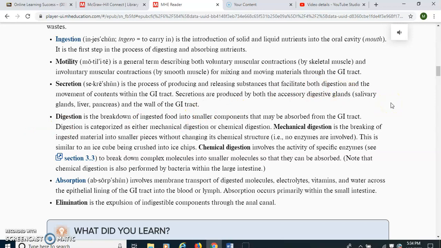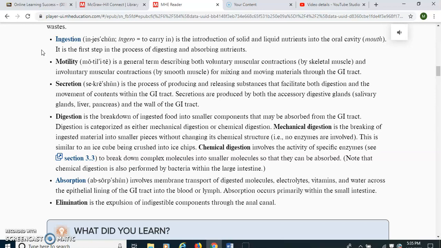But this list is pretty complete, and again, you had it in lab as well. I think the wording on some of them might be a little bit different, but pretty much the same. So anytime we hear that word ingestion, that just means putting food in your mouth. And usually we do that with our hands. So anytime food goes in the mouth, into the oral cavity, we call that ingestion.